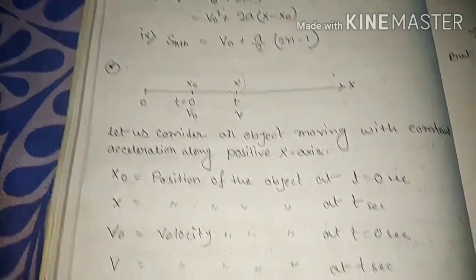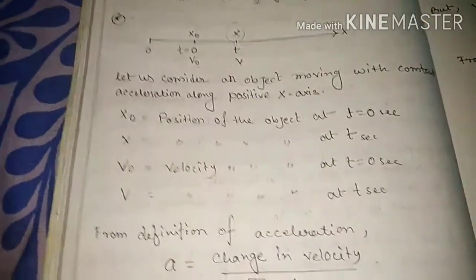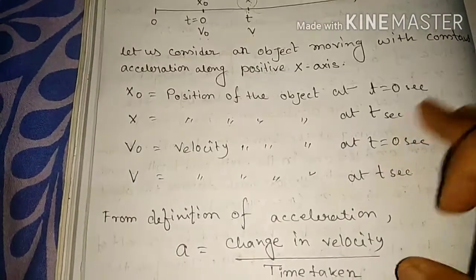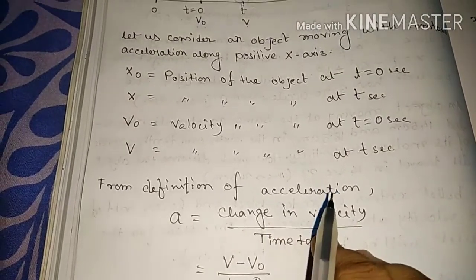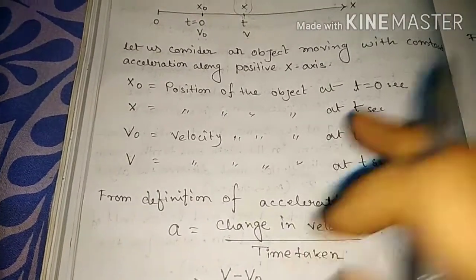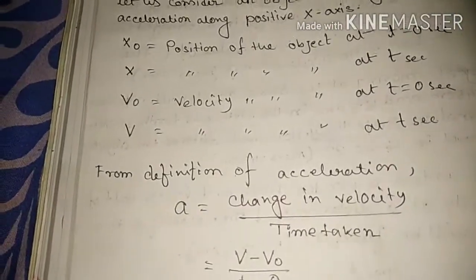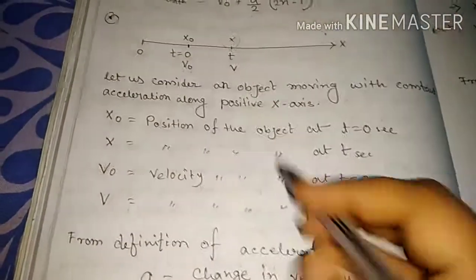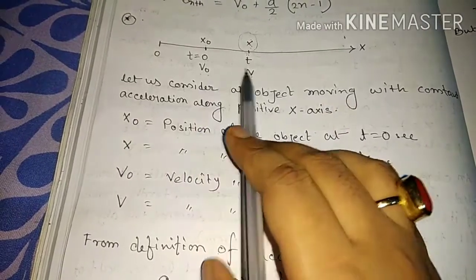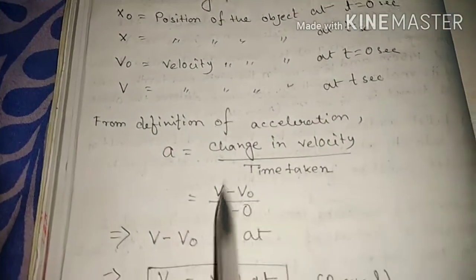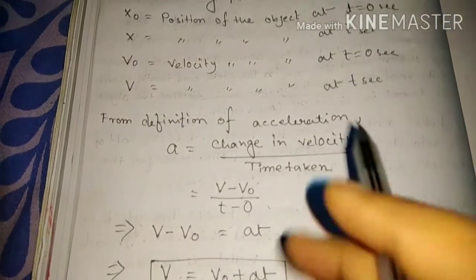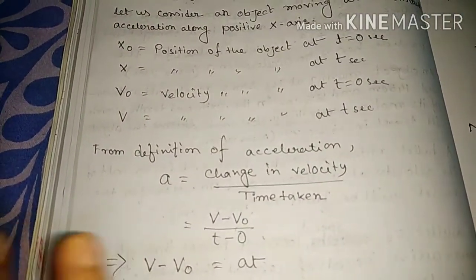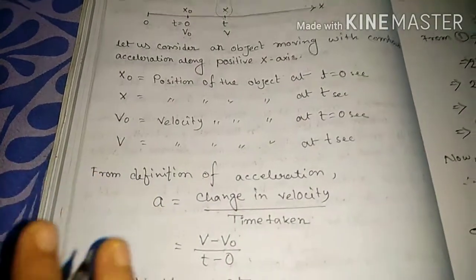Clear? Now we use the definition of acceleration. From the definition of acceleration we know it is change in velocity by time taken, the rate of change of velocity with time. Change of velocity means final velocity minus initial velocity: v minus v0 divided by t minus 0. After simplification, v minus v0 equals at, or v equals v0 plus at. It is very simple. The first equation of motion is very simple to prove. Clear?